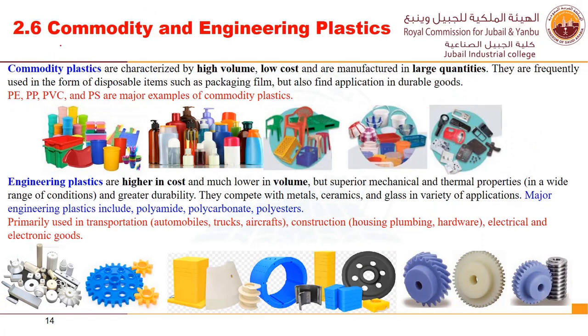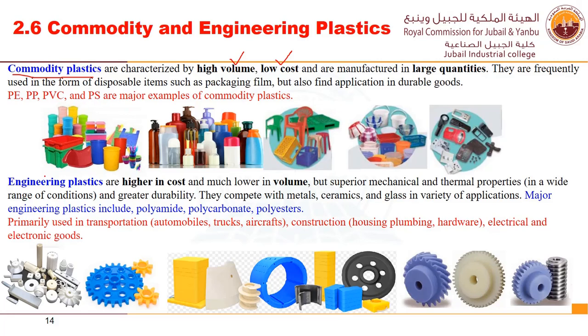We could also have classification based on commodity and engineering plastics. This is more of application. So commodity polymers are polymers that are produced in large quantities, high volume, and low cost, and therefore they constitute the single-use applications of plastics, like packaging. Sometimes they are used for durable applications, but most of them are used for single-use applications. For example, polyethylene, polypropylene, polyvinyl chloride, and polystyrene are all examples of commodity polymers.